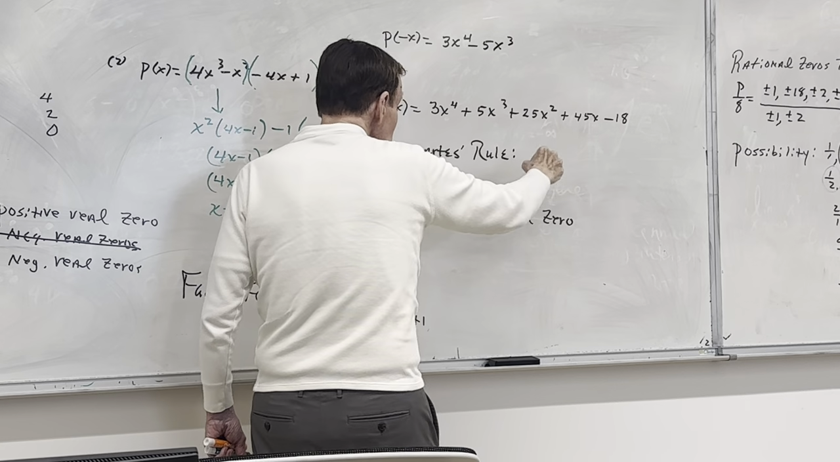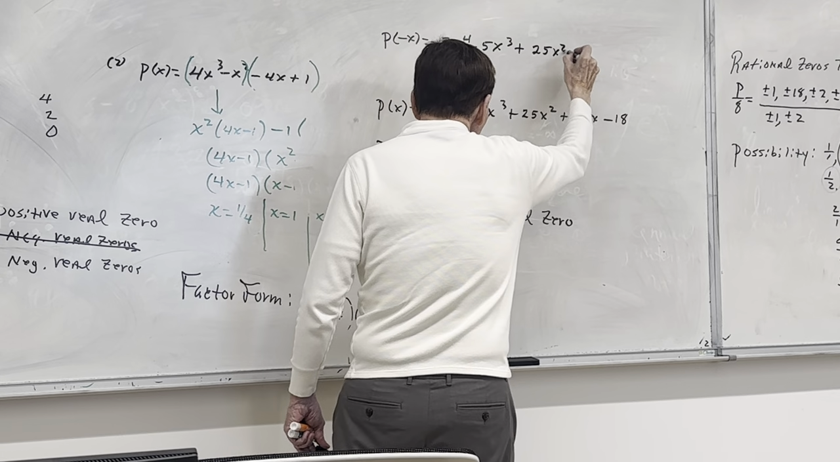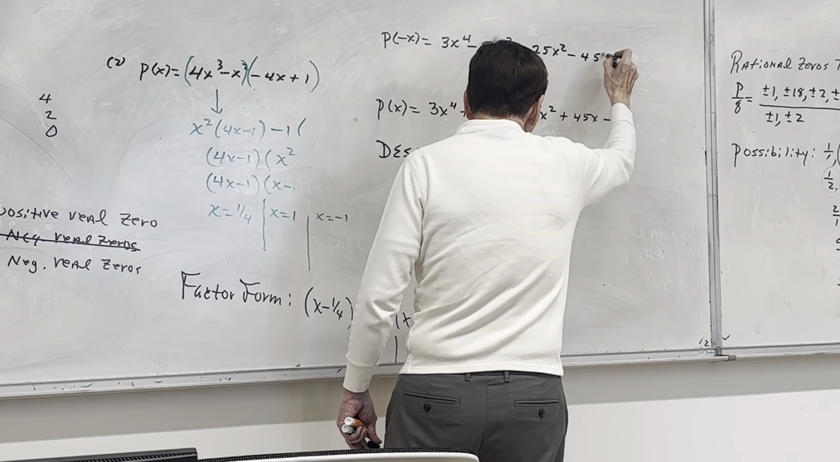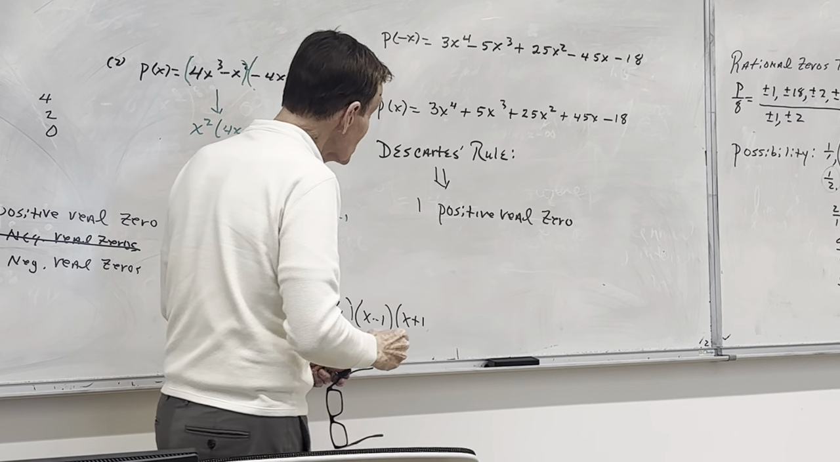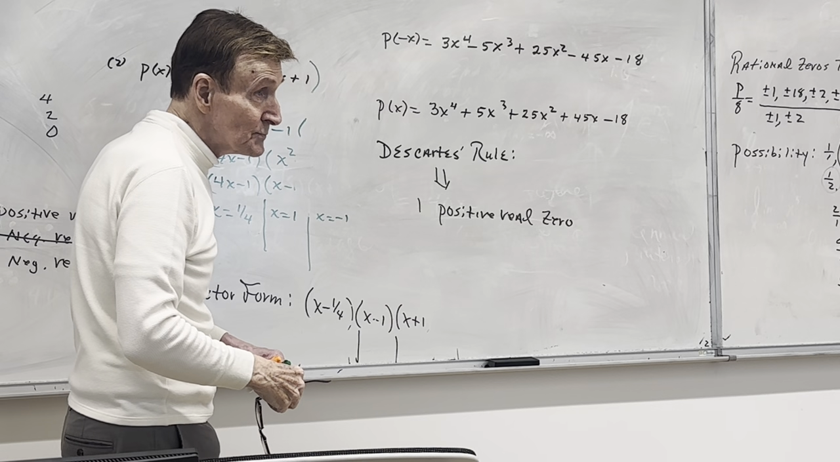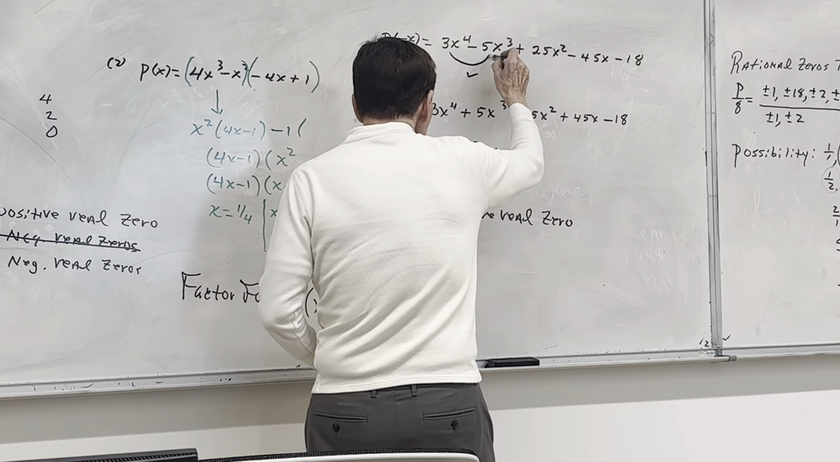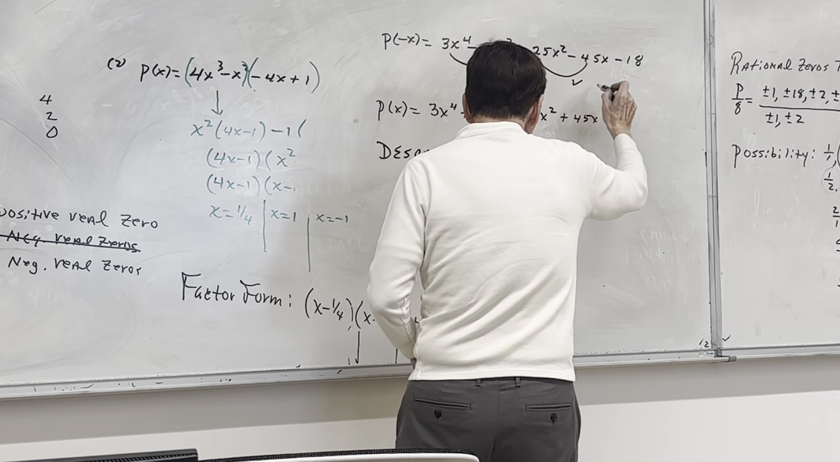X by negative X, when you square it, stays the same. Replace X in the 45 there, it becomes a negative. And of course, you've got your constant on the end. Is that true? Now let's count the sign changes. There's one here, there's one here, one here, and none there.